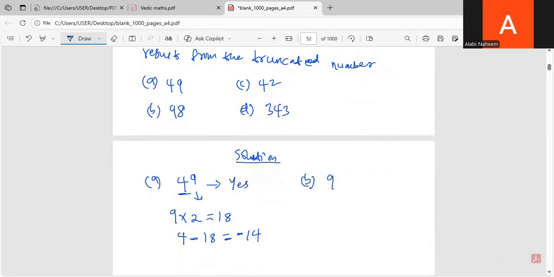Second one is 98. The last number here is 8. Double it. That's 8 times 2. What do you have? 16. Now subtract, 9 minus 16. What do you have? Minus 7. Is minus 7 divisible by 7? Yes, it is. Then 98 is divisible by 7.